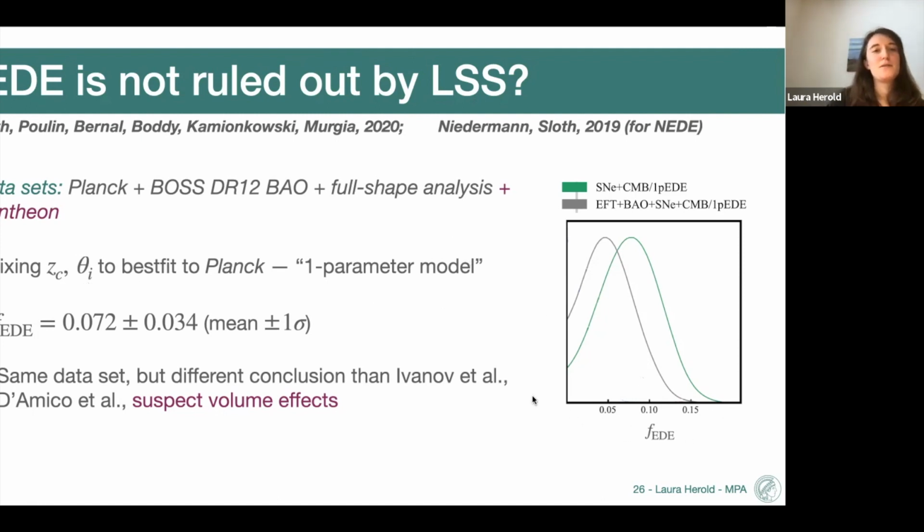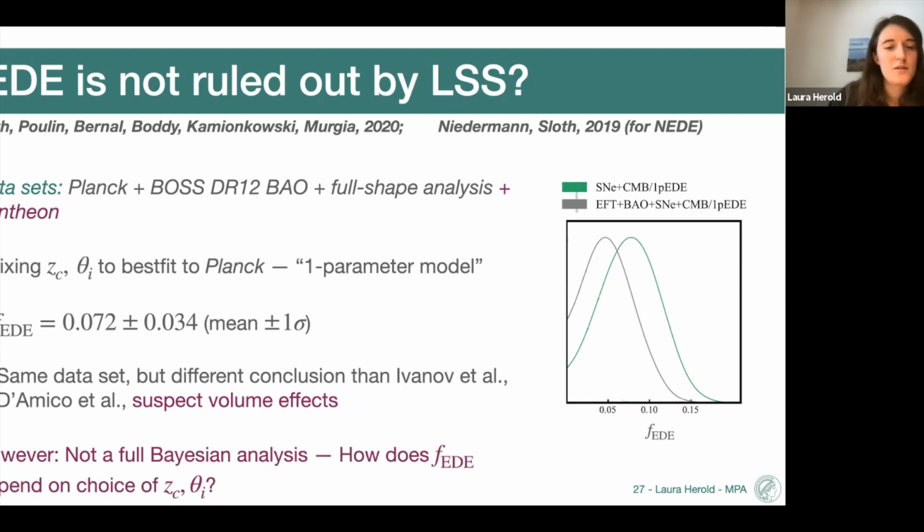They find that for the same data set that before ruled out early dark energy, so Planck plus BOSS full shape analysis plus the Pantheon data set, these data sets prefer about 7% of early dark energy, which can essentially resolve the Hubble tension. So although they used the same data set, they came to completely different conclusions than the studies before. And they suspect that the reason behind this difference is prior volume effects.